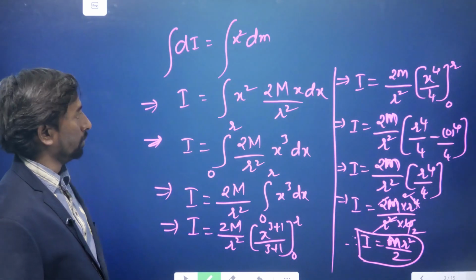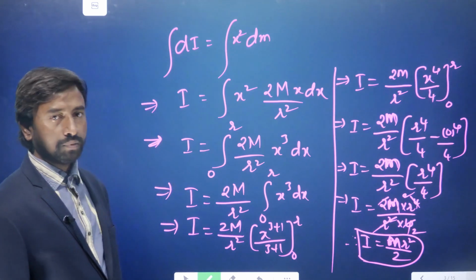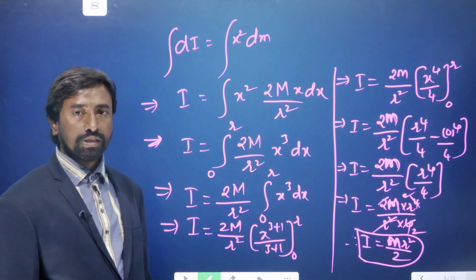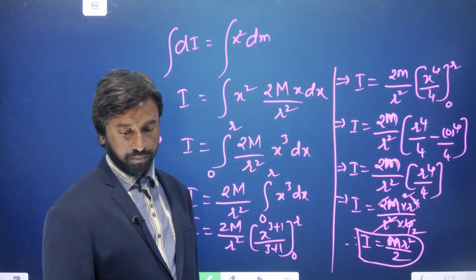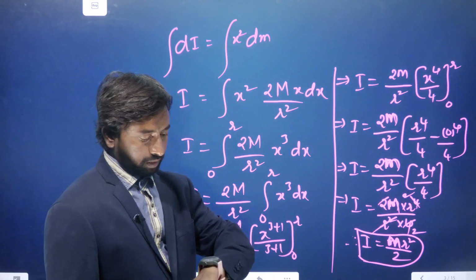M r square by 2 is the moment of inertia of the circular plate about an axis passing through its center and perpendicular to its plane.